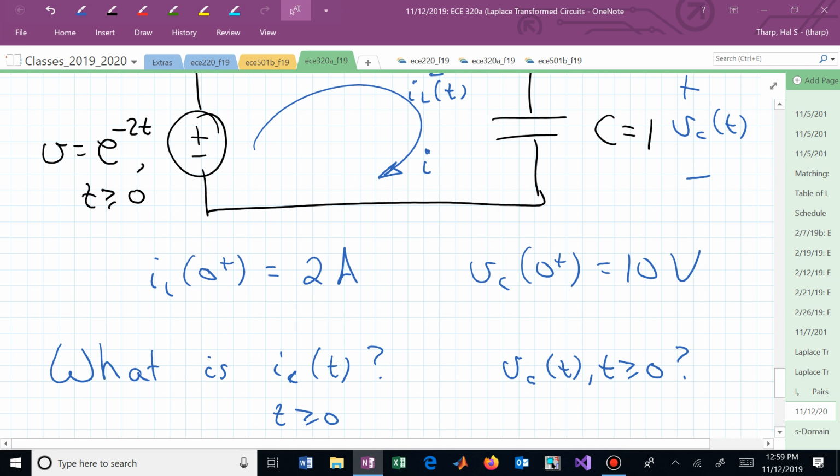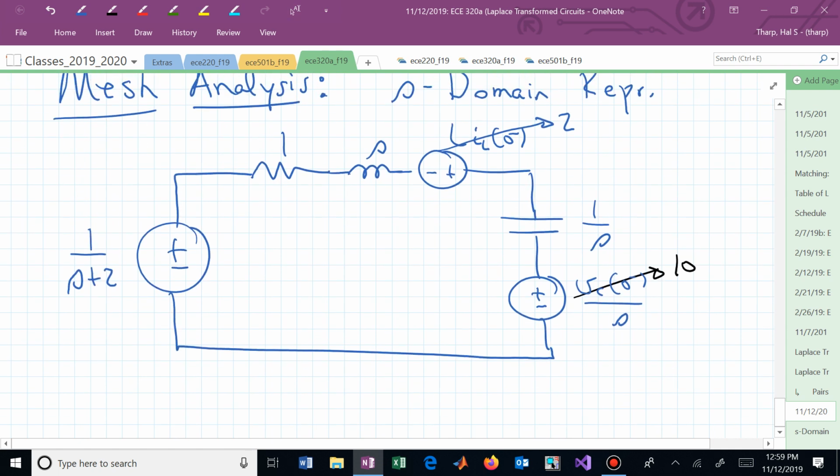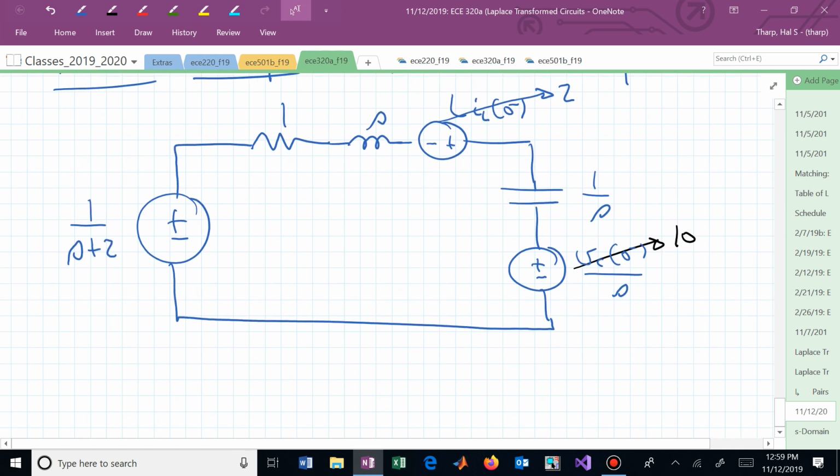Does that help? So yes, maybe I was being a little sloppy, but I'm glad I was. It's the same, 0 minus and 0 plus, on either side of 0. Those two are okay. But if we were worried about inductor voltage or capacitor current, then we would have to make sure we were using the right value.